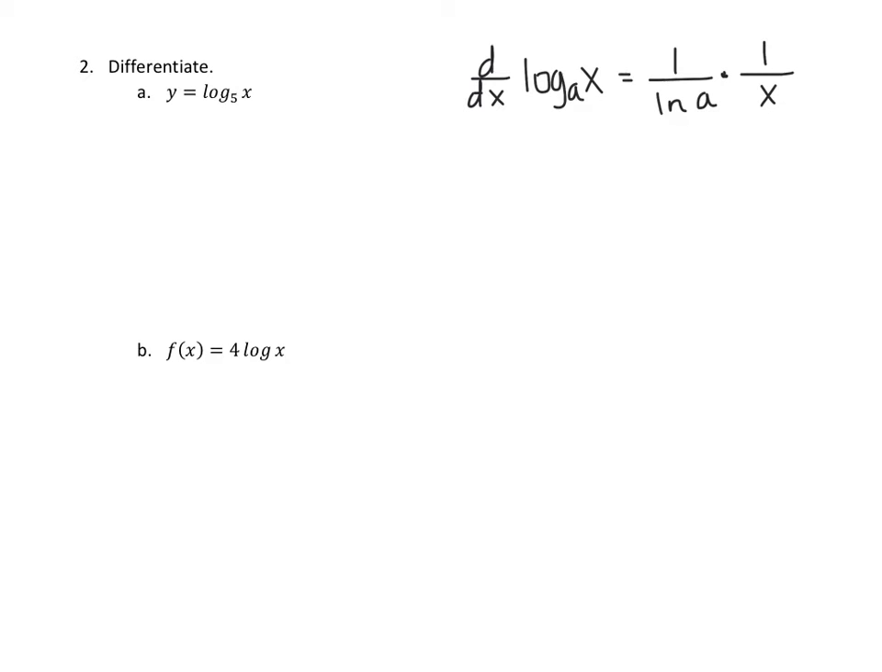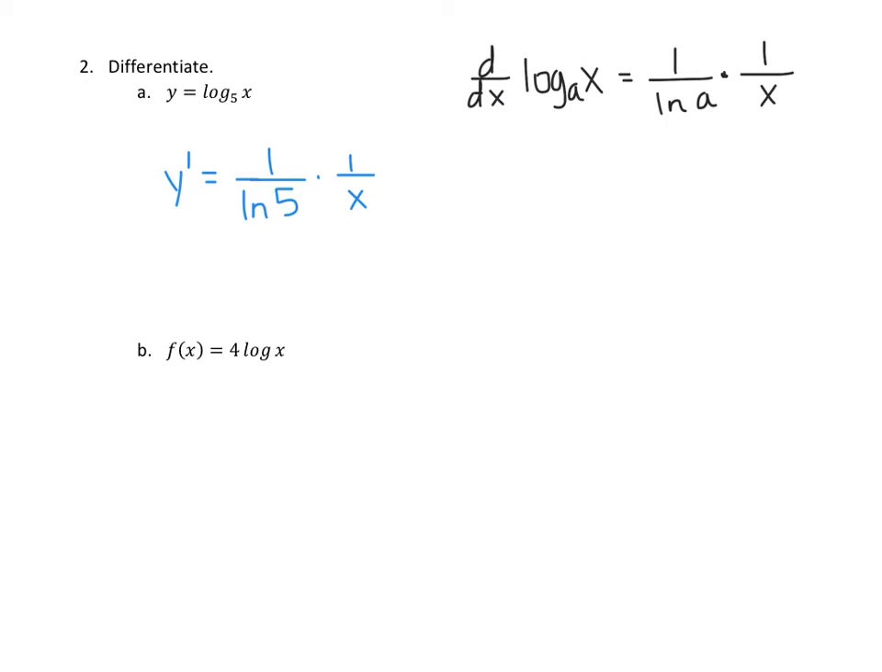Let's look at some examples of where we're taking the derivative of functions involving logarithms. The derivative of log base a of x is equal to 1 over the natural log of a, whatever that base a is, times 1 over x. So here in this first example, the derivative y prime is going to be 1 over the natural log of 5, since the base is 5 in this case, times 1 over x.